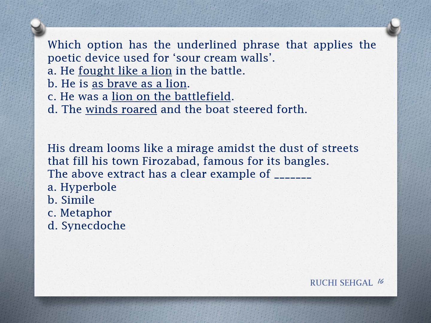His dream looms like a mirage amidst the dust of streets that fills his town Firozabad, famous for its bangles. The above extract has a clear example of simile. Yes? Well, you also have alliteration, and in case they give alliteration also, and they give a complex MCQ, you will write simile and alliteration. But if they don't give alliteration as one of the examples, clearly it's a simile first. Okay? The most appropriate example is simile.